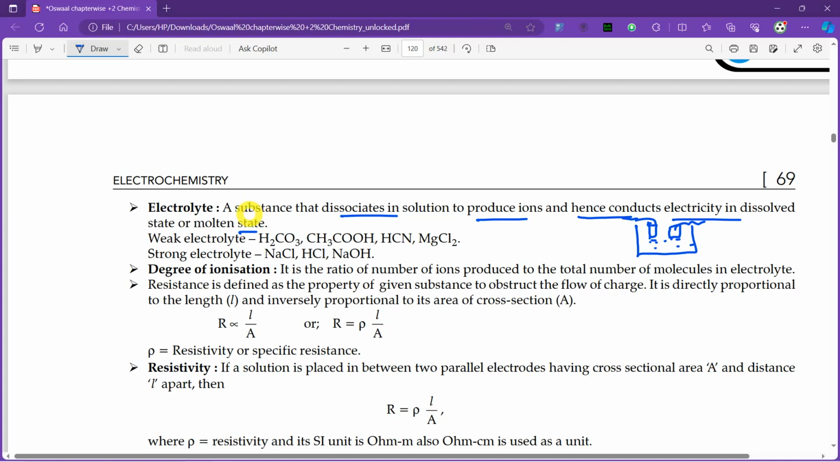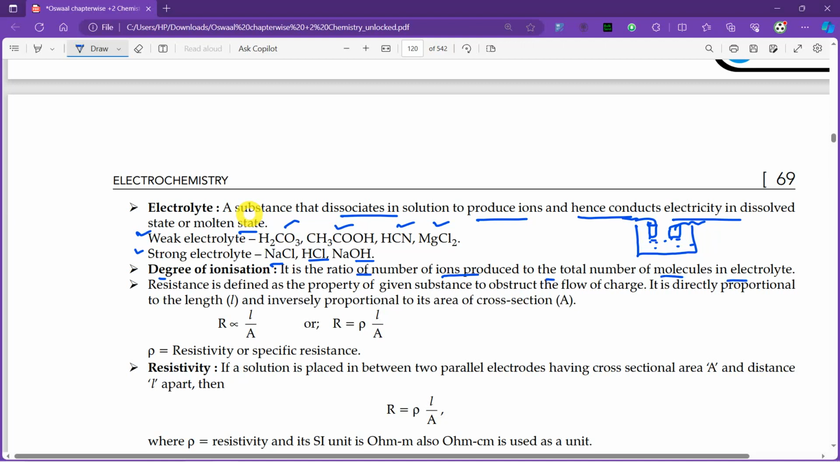That is an electrolyte. And weak electrolyte, strong electrolyte, you should have in mind. Strong electrolytes: NaCl, HCl, NaOH. Don't forget NaCl, HCl, NaOH. Weak electrolytes: H2CO3, CH3COOH, HCN, MgCl2. Magnesium chloride, hydrogen cyanide, acetic acid, and carbonic acid, H2CO3. And degree of ionization is the extent to which the ions are in the electrolyte. It is the ratio of the number of ions produced to the total number of molecules in the electrolyte. That is called degree of ionization.